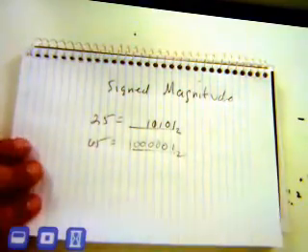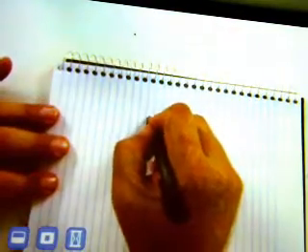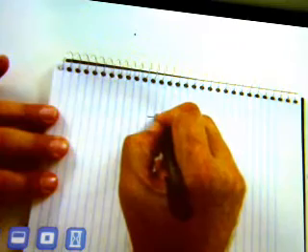But what about when it turns out to be a negative number? So let's do an easy example. Back to negative 25.